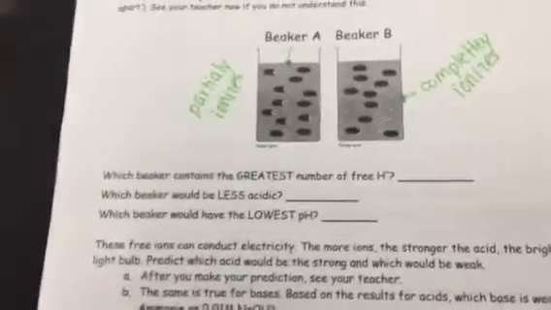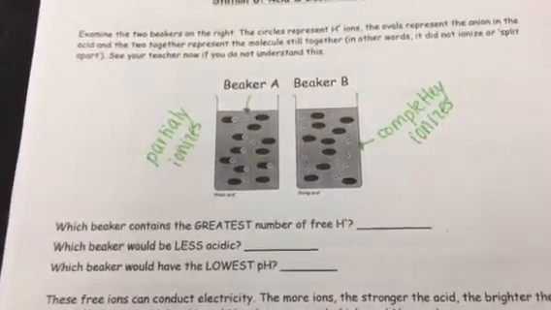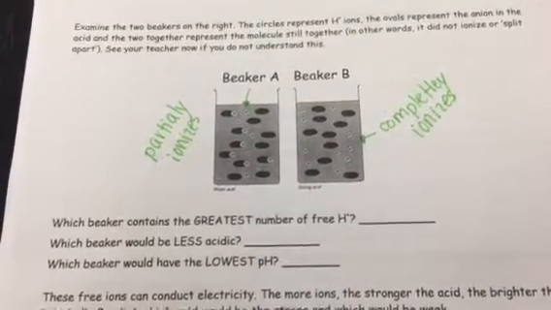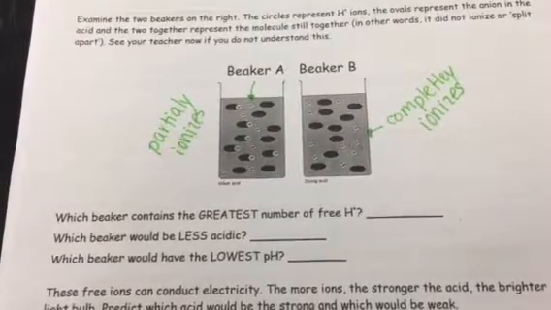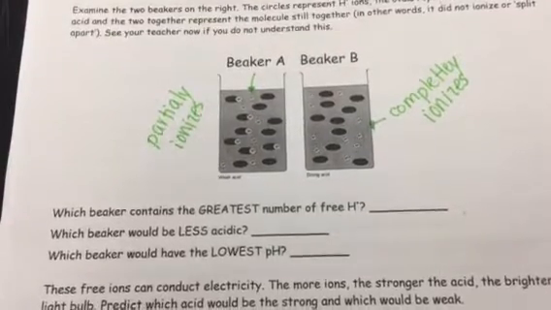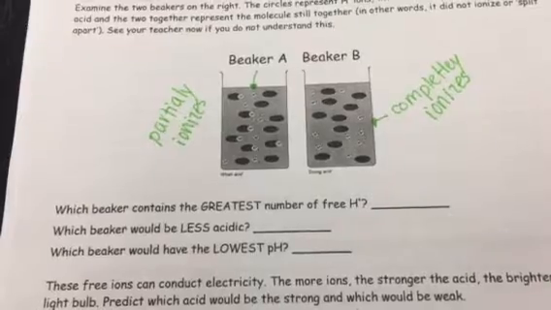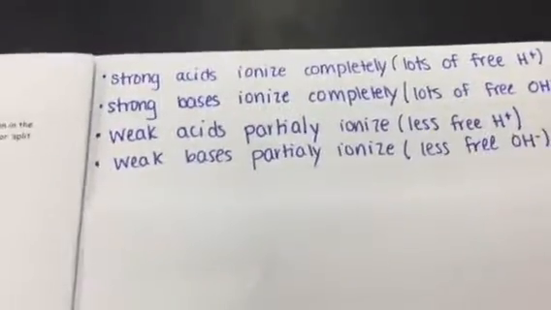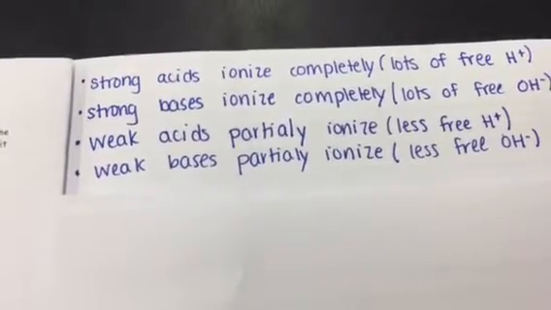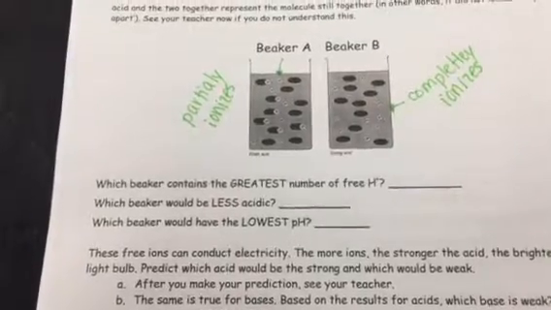If you look on the next page, there are 3 questions that we are going to try and answer right now. The first one asks, which beaker contains the greatest number of free hydrogens? Those are the little circles that I drew the arrows pointing to, and at this point you want to answer that question, beaker A or beaker B. The next question is, which beaker would be less acidic? So if we look at our definitions on the previous page, the less acidic is going to be the weaker acid, so it will only partially ionize. You should be able to answer that question right now.